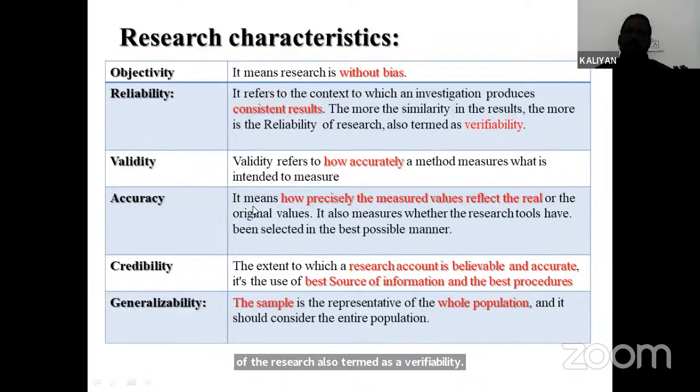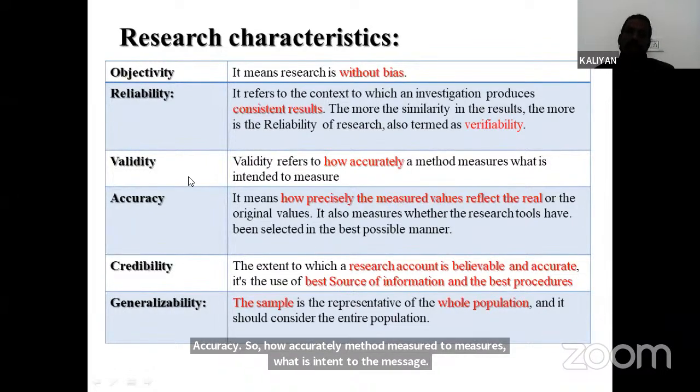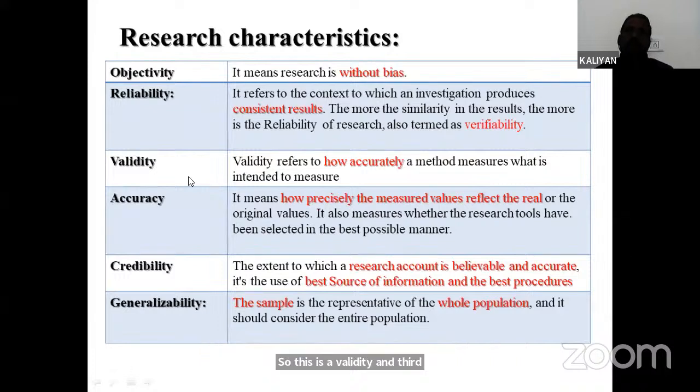And third one is the validity. Validity means the accuracy. So how accurately the method measures what it is intended to measure. So this is the validity. And the next one is the accuracy. So how precisely the measured value reflects the real or the original value. So it means how the values are reflected at the time of the measure. It is called accuracy.